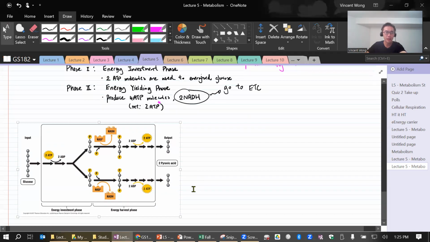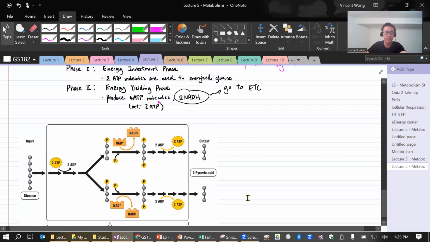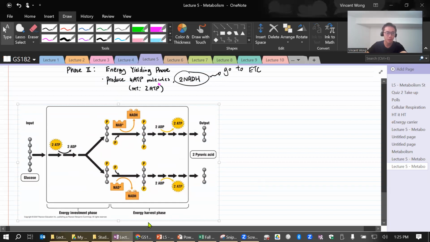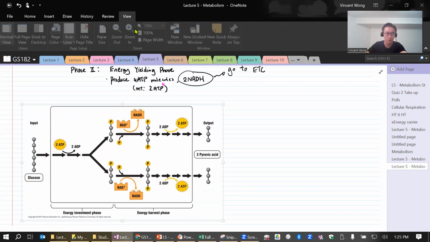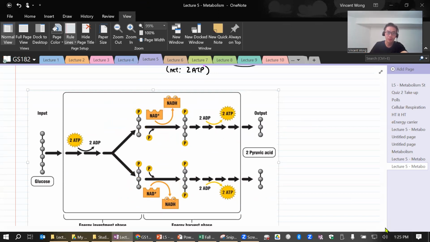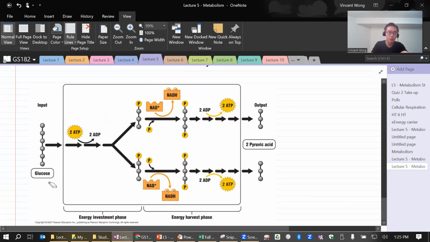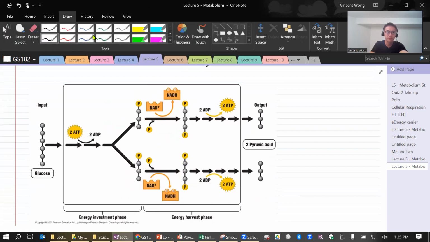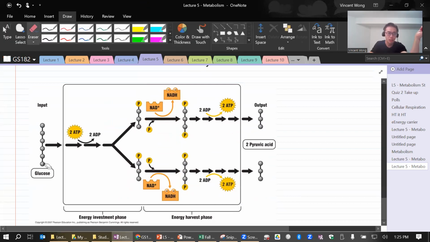This picture is from your PowerPoint slide. You don't have to copy it right now. I am just going to go through it with you one more time. Over here we have the glucose. Glucose has 6 carbons, each represented by these black circles.